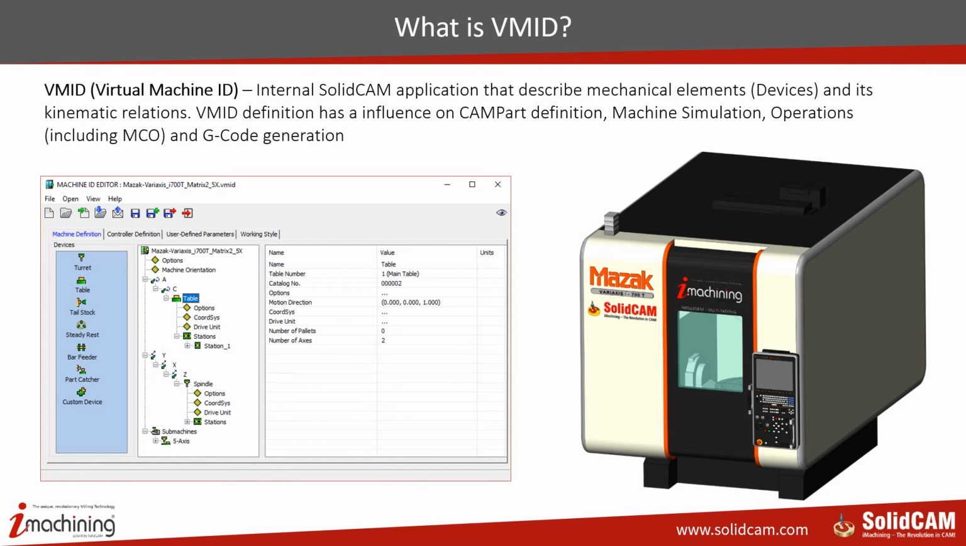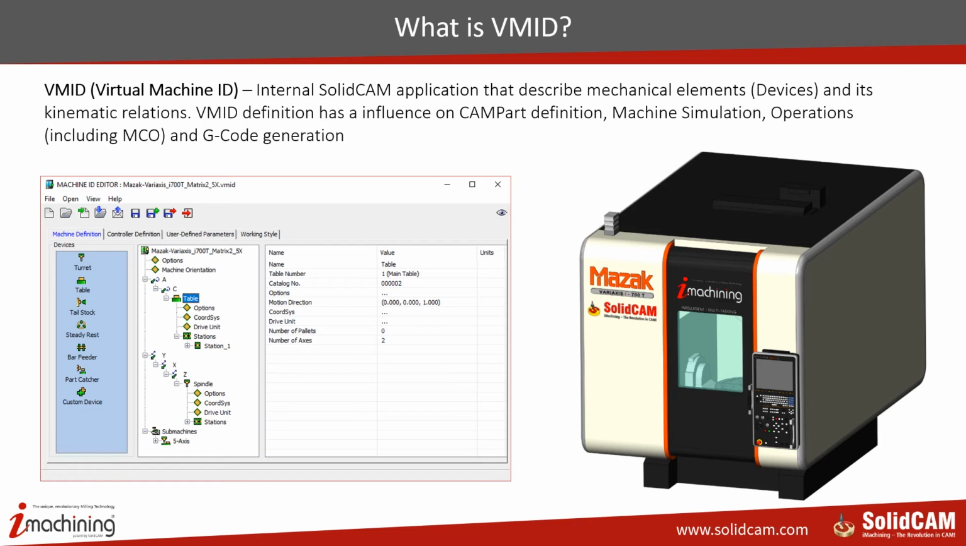Okay, so what is the VMID in general? The VMID, or the virtual machine ID, is an internal SolidCAM application where you can define or describe some mechanical elements, which we call devices, and their kinematic relations. The VMID has a big influence on the later CAM part definition, the machine simulations, and the operations, including also the MCO and the G-code generation.